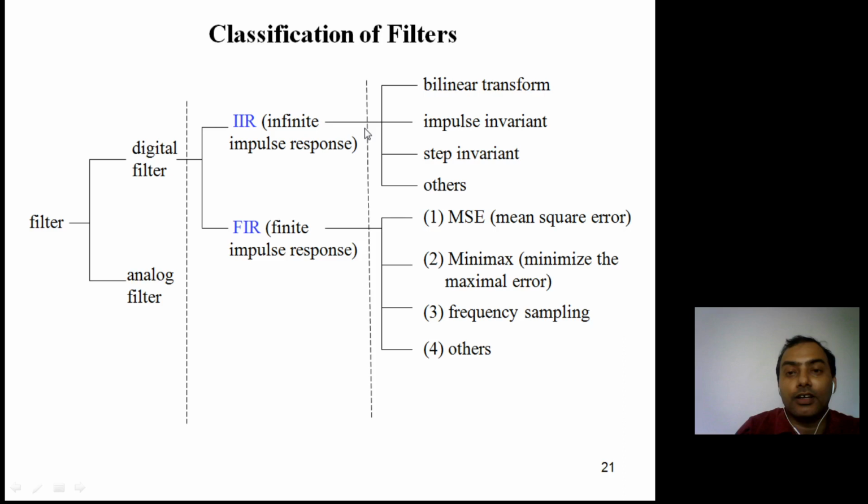For finite impulse response, there are mean square error, minimize and maximize maximal error, that min-max error we used to say in short, frequency sampling and others. I think we have studied this, the bilinear transform, impulse invariant and step invariant. Especially bilinear transform and impulse invariant transform questions are generally more frequent. So these two, IIR, infinite impulse response, and FIR, finite impulse response, are the digital filters.